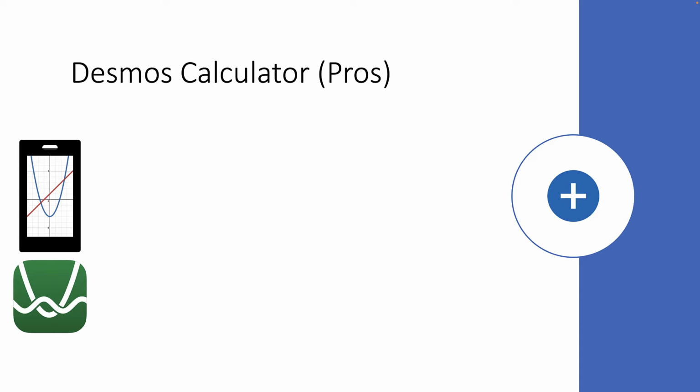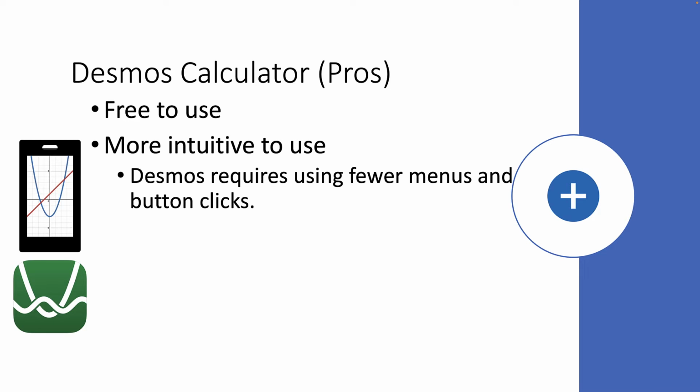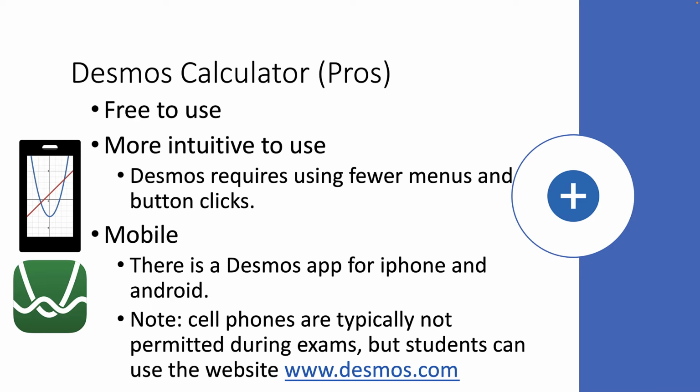Now let's look at some pros of the Desmos graphing calculator website. The first one is it's free to use. Well, the price is right. The second, and I would say even more important positive of the Desmos graphing calculator website, is that it tends to be more intuitive to use. Desmos requires using fewer menus and button clicks compared to the TI84. It's also mobile. There is a Desmos app for the iPhone and Android, but also just keep in mind cell phones are typically not permitted during the exams, but students are usually permitted to use the website desmos.com during the exam.